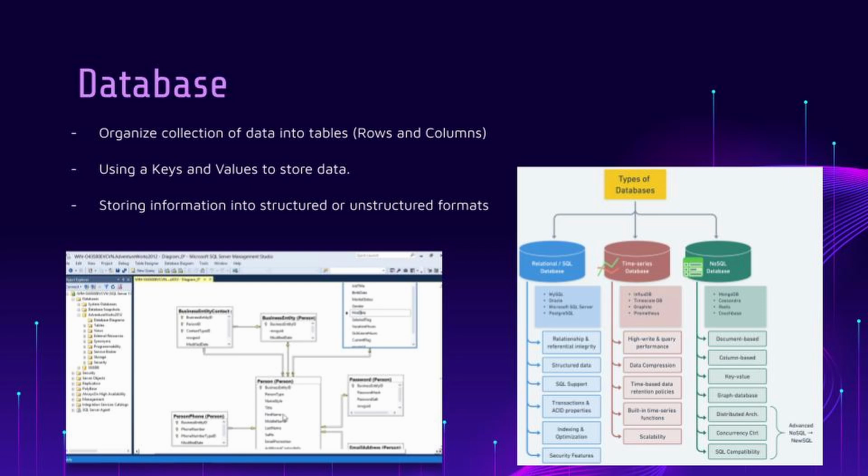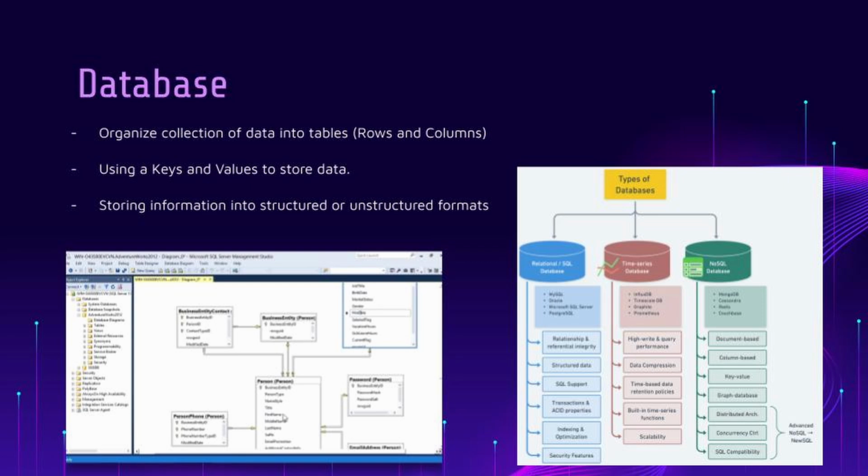Databases store data in formats using keys and values to save data. Organizing structured data into data tables like columns and rows. Unstructured data is a format of data that has no structural pattern to hold to it. Structured data means the data is organized into a predefined format.